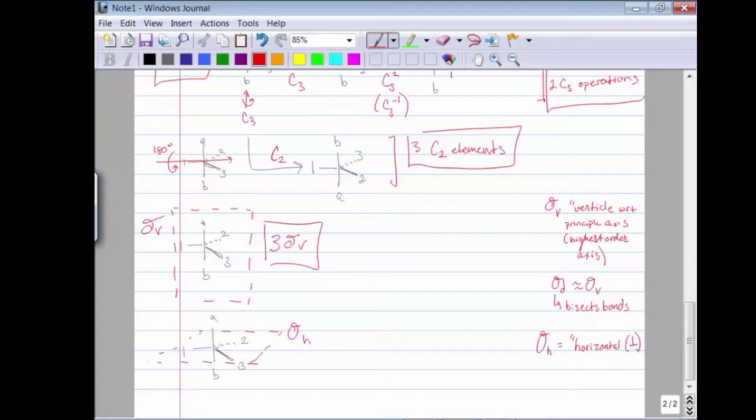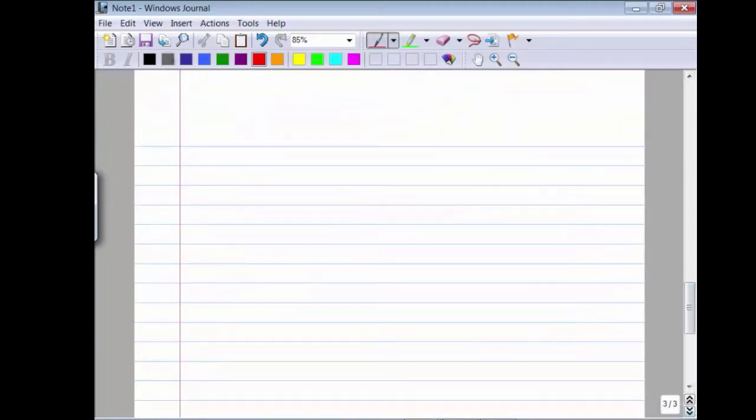So the sigma H is much different from the sigma V in the fact that it's perpendicular to the principal axis. Those are all of the elements that are easy to find. There's one more, and it's called an improper rotation. I'm going to redraw the molecule here.